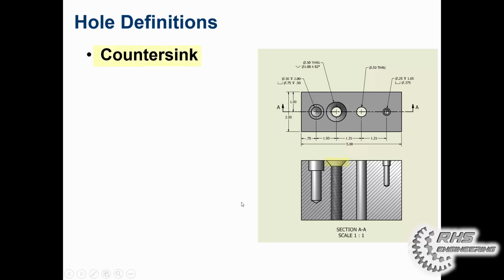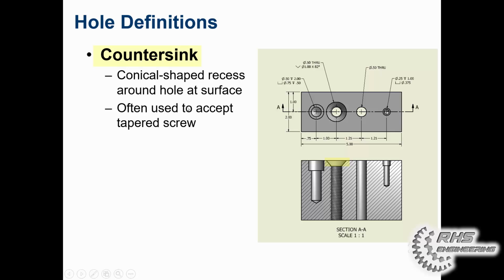And then we have what's called countersink holes. And these sort of have a tapered head where they become more narrow as they get deeper. Okay, and these have a conical shaped recess around the hole at the surface. Okay, and they're often used to accept a tapered screw.